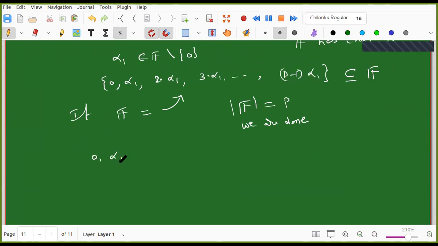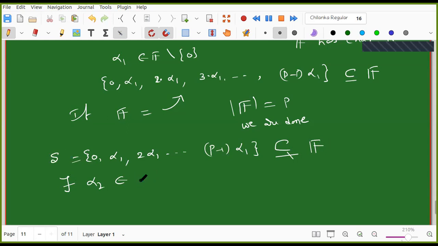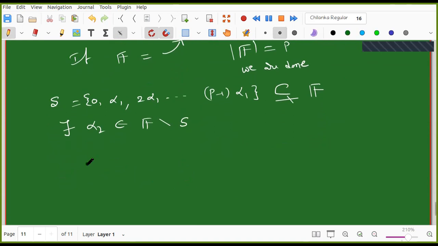So this is 0, alpha 1, 2 alpha 1 and so on, up to (P minus 1) alpha 1. Here 2 alpha 1 means alpha 1 plus alpha 1. If it is a proper subset, then let us call this set S1. There exists an element alpha 2 belonging to F minus S1, correct? Now I'll construct S2.